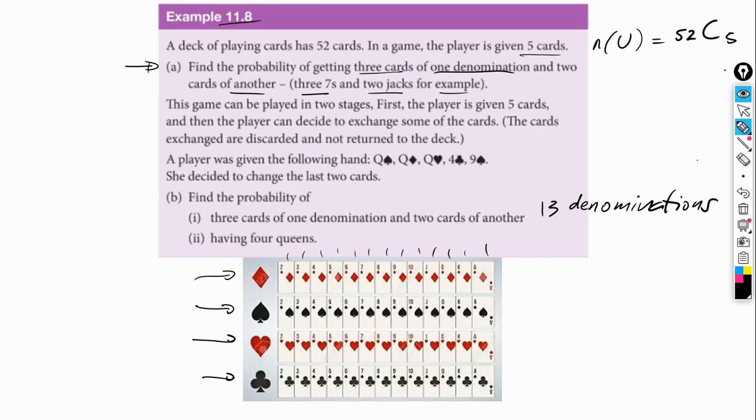Now, since the player first has to pick 3 cards of the same denomination, he's going to have 13 different options, and this is multiplied by 4 combination 3, because he or she has to pick 3 cards out of the 4. But we also have to take into account that after these first 3 cards are selected, there are going to be 12 denominations left, and he's going to have to pick 2 cards out of 4.